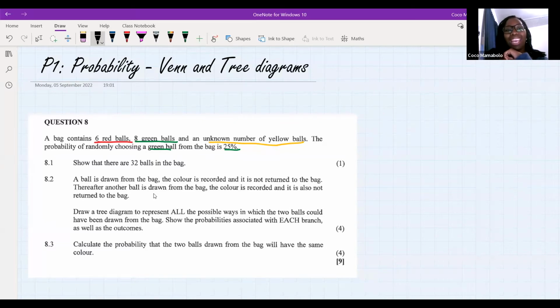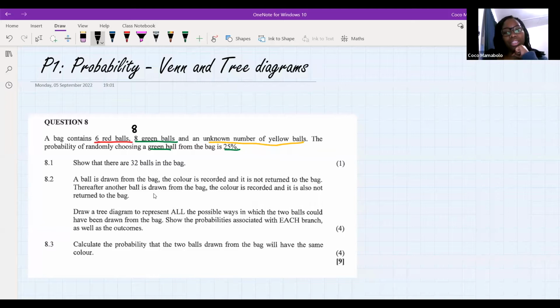But remember, we've got 8 green balls. There are 8 of them. So we need to somehow use the fact that there are 8 of them over the total. Yes, over the total of balls that we don't know, in order for us to use that 25%. But I absolutely understand where you're coming from.